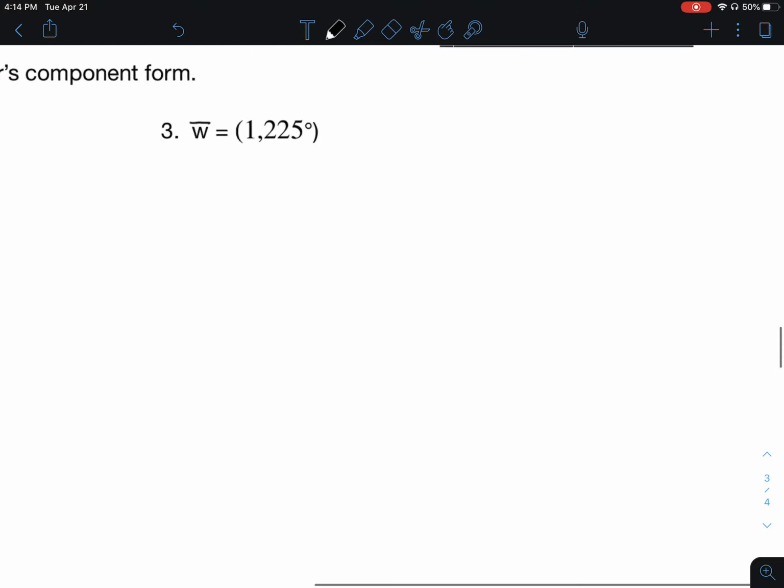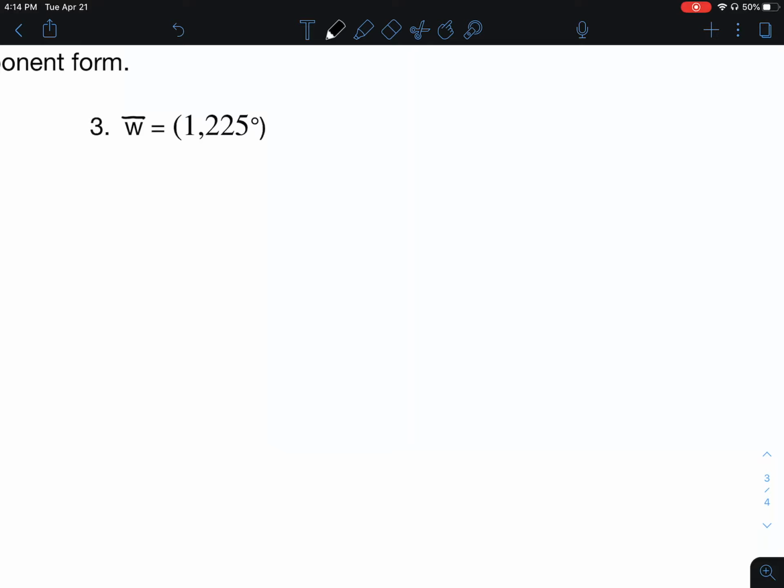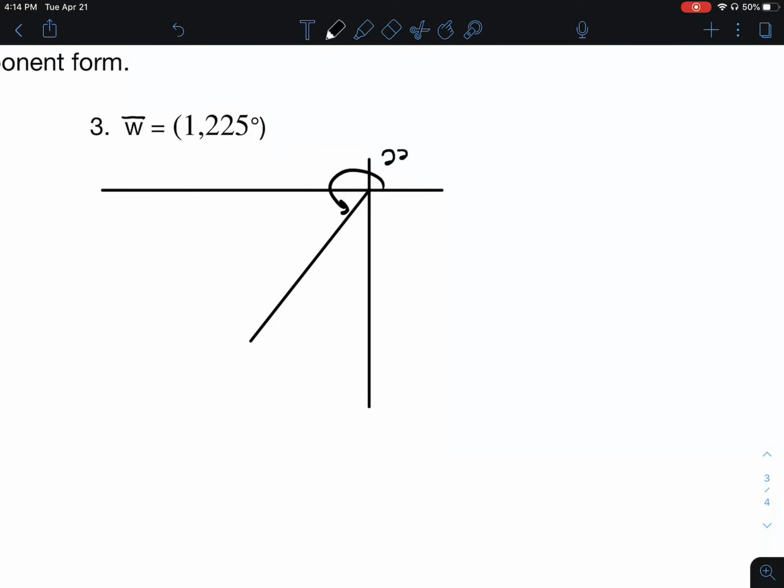Now let's check out number 3. Number 3 is going to appear to be much more complicated, but it isn't. So work with me here. 225 degrees is in quadrant 3. What does that make the reference angle? The difference between 180 and 225 is 45. This is a 45, 45, 90. And we're told that the magnitude is 1. So that is the length of this hypotenuse.